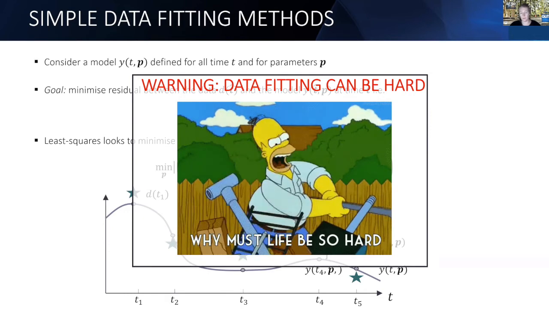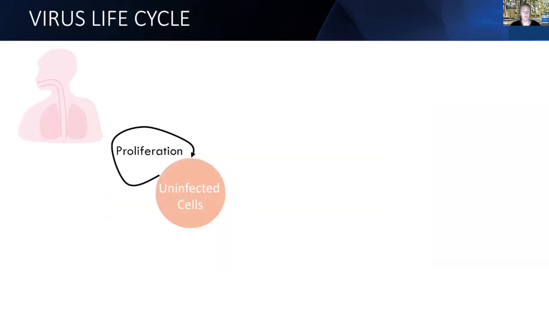So I'm going to start off by talking about an example of where we've applied data fitting to a cancer treatment. And that cancer treatment is known as an oncolytic virus. To understand an oncolytic virus, you need to understand the virus life cycle. And as we all know, now we've been in a pandemic for so long, we're all quite interested in what's going on in a virus life cycle.